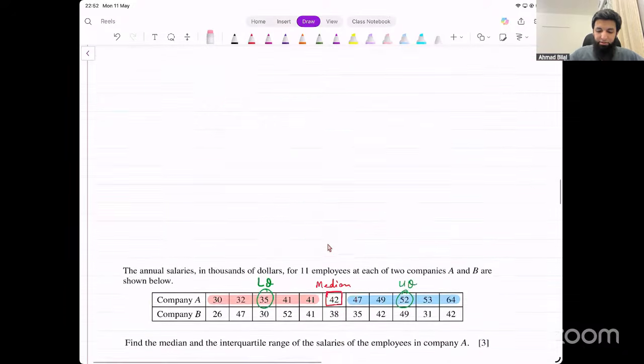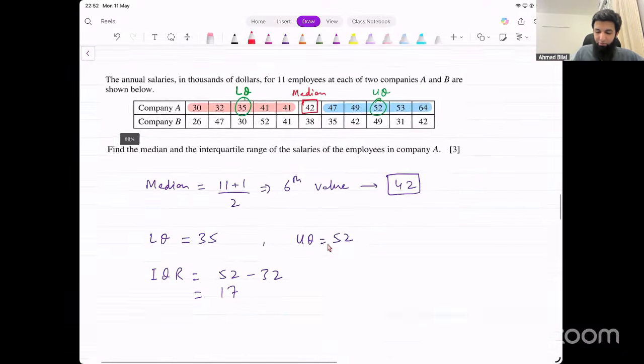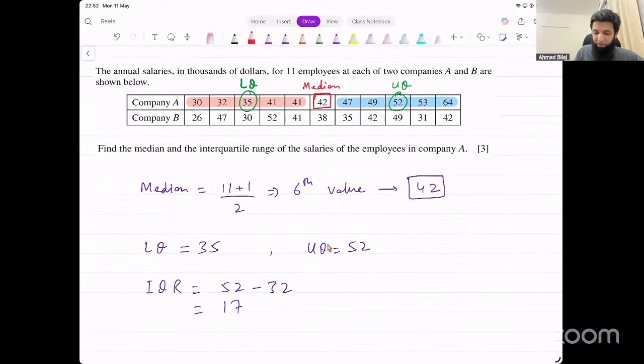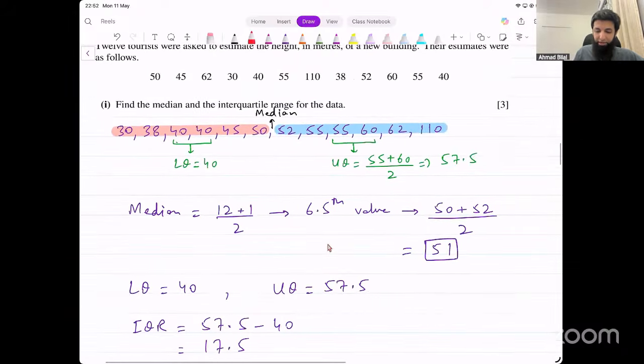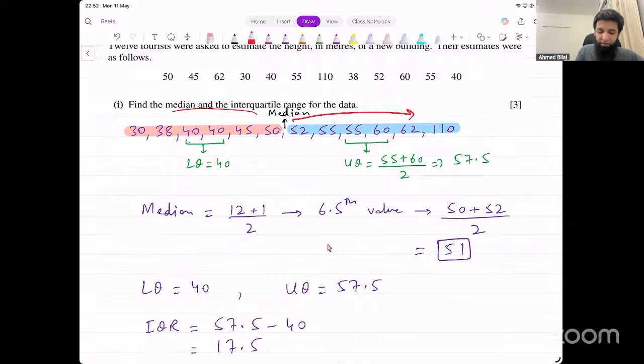When the median is part of the data, for example in this case it was the sixth value in the data, it was 42, we exclude 42 and we say to the right we've got these values, to the left we've got these values. Find their medians and they are going to give you the lower quartile and the upper quartile. When the median is in the middle, in that case, we just consider the right side of that and the left side of that.